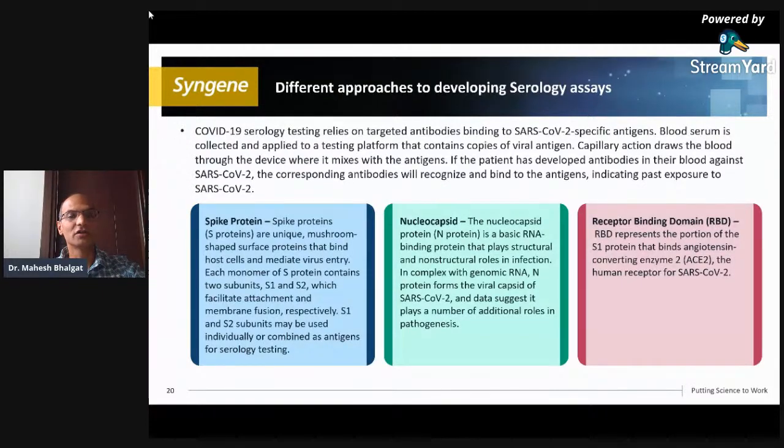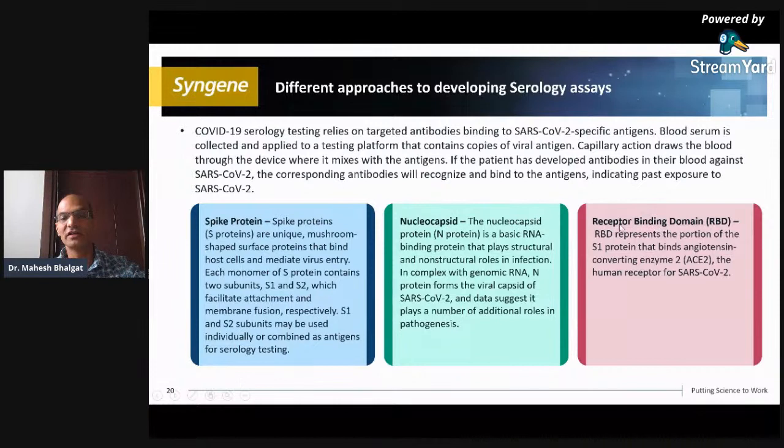So a little bit about, what are the proteins that are important to look for antibodies from, and how to take that into consideration from an assay design perspective. The spike protein is that protein which gives it the mushroom kind of shape, and it is what is there on the surface. You'll recall that the spike protein is what has this receptor binding domain component of it, which is what is interacting with the human receptor, ACE2, angiotensin converting enzyme receptor, and leading to the infection.